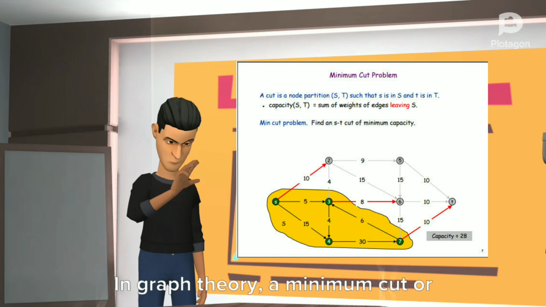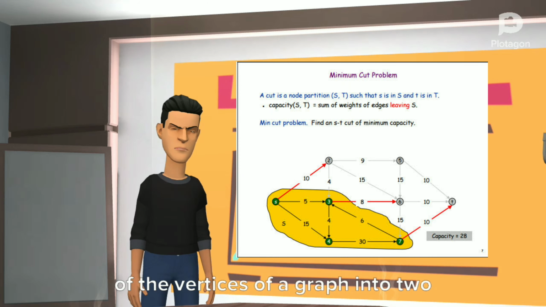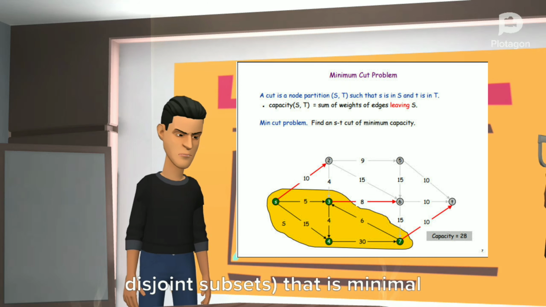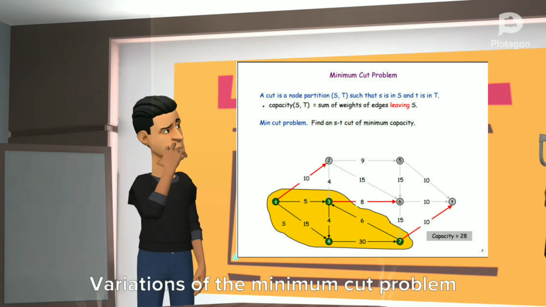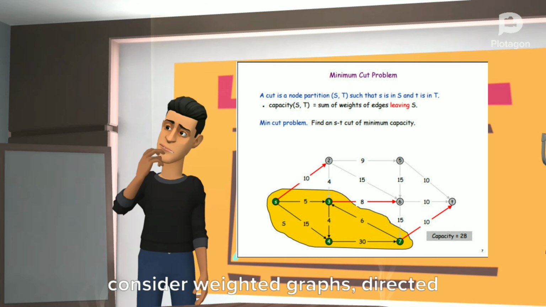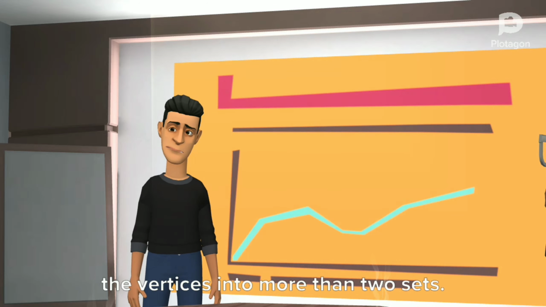In graph theory, a minimum cut or min cut of a graph is a cut, a partition of the vertices of a graph into two disjoint subsets that is minimal in some sense. Variations of the minimum cut problem consider weighted graphs, directed graphs, terminals, and partitioning the vertices into more than two sets.